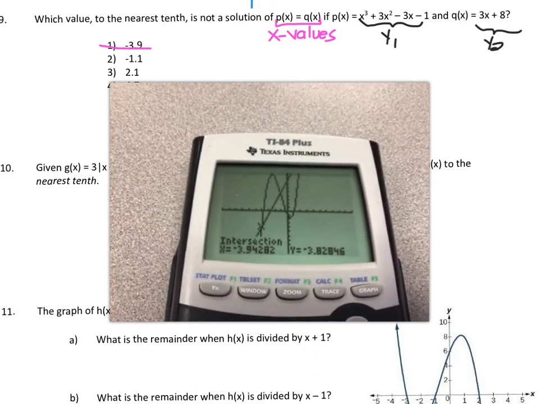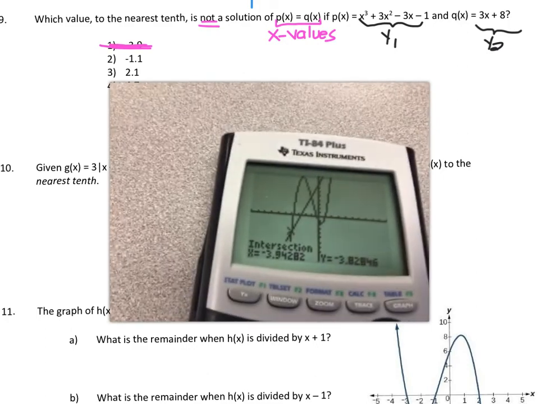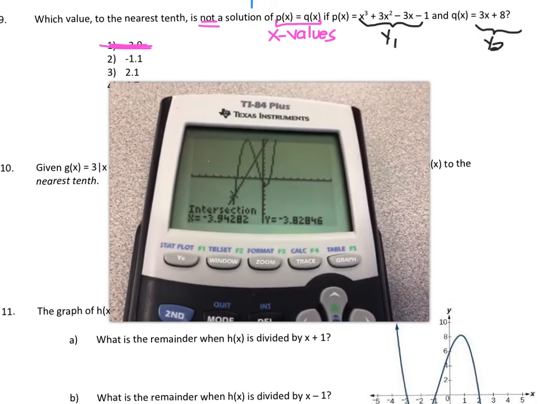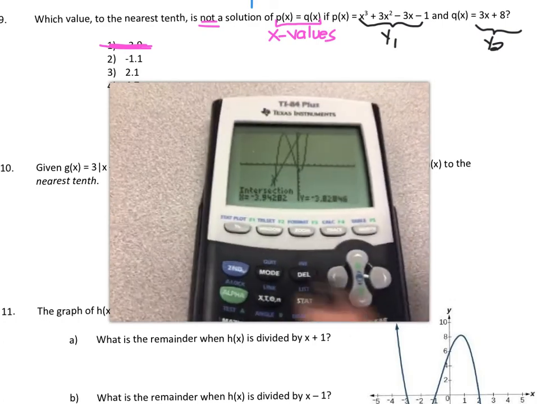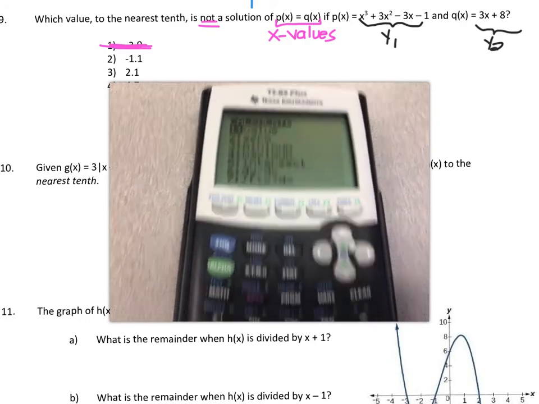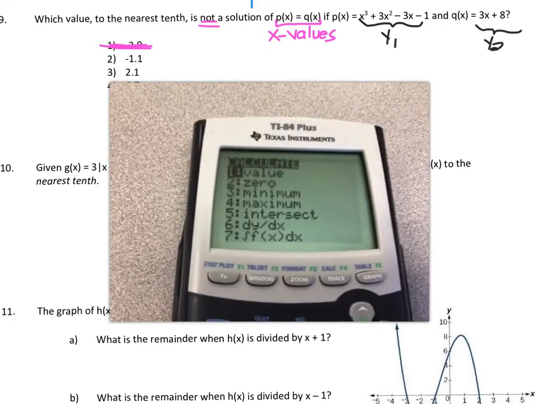We're looking for which is not a solution. Okay, so choice 1 is out. Now we're going to have to repeat this process. We're going to again go to second, trace, intersect. So second, trace, and then choice 5. I usually just hit the number 5. It's faster than scrolling down and hitting enter, right?